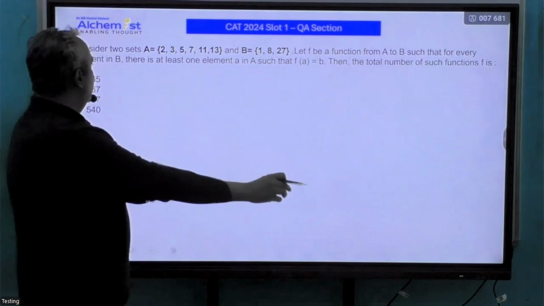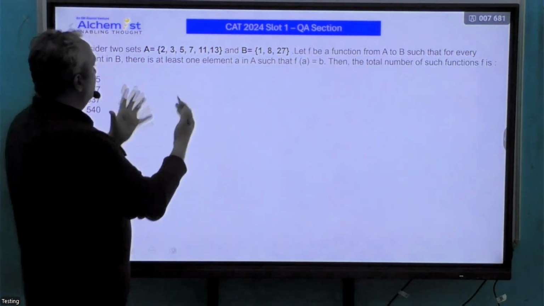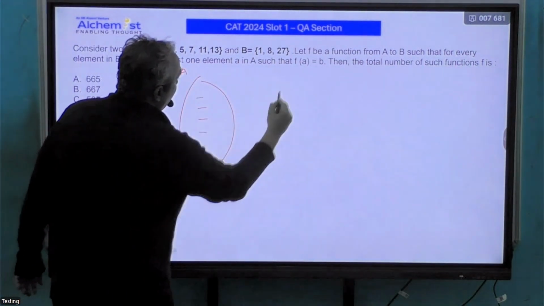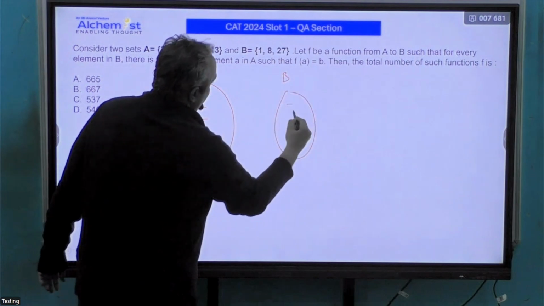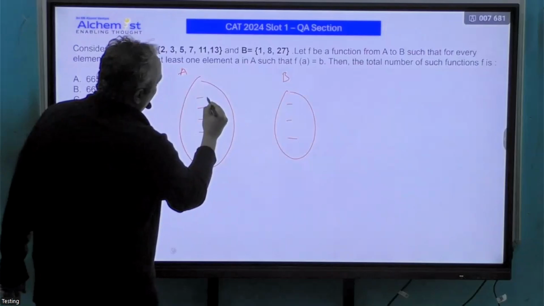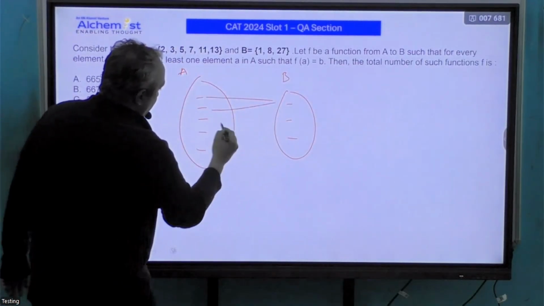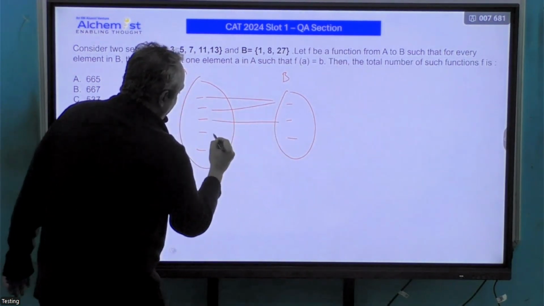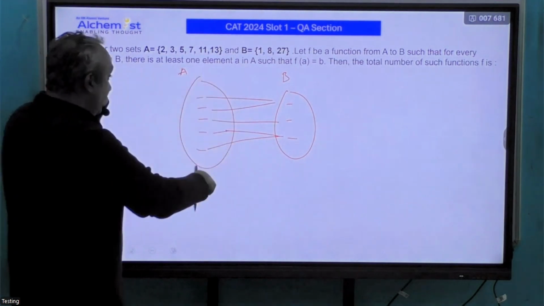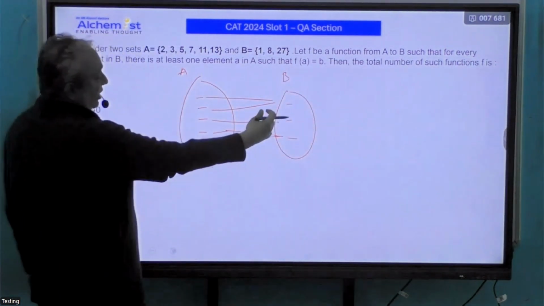Okay, so let's look at this question which came in CAT 24. It is talking about two sets. So you have set A with 6 elements and set B with 3 elements, and it wants us to map these elements from A to B so that there is one mapping for each element in A. The requirement is that every element should definitely be mapped. So all the elements of A should be mapped to exactly one element in B, and every element in B should definitely be mapped.